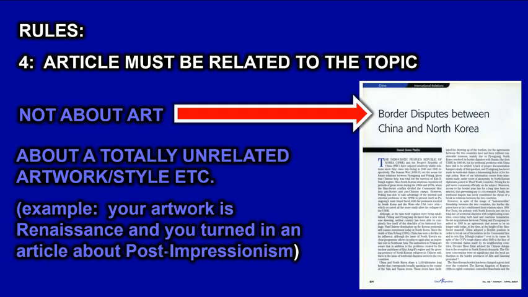Rule number 4 is the article must be related to the topic. Here, the student found an article. I think they were looking for an article about Chinese art, and they found this article about the border dispute between China and North Korea. That's not about art. So it must be related to your topic. Also, I've had students find an article about the wrong style of art, like their research was about the Renaissance and they turned in an article about post-impressionism.